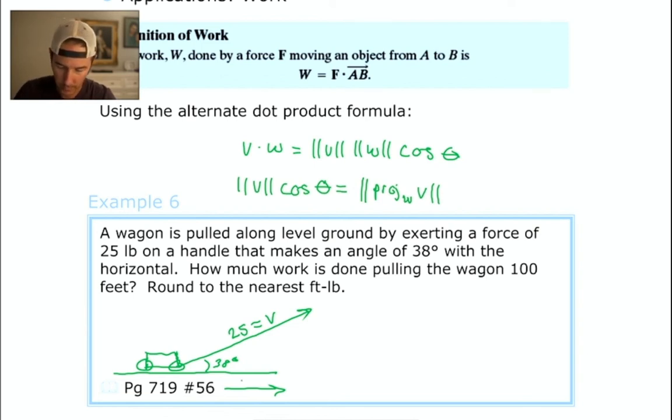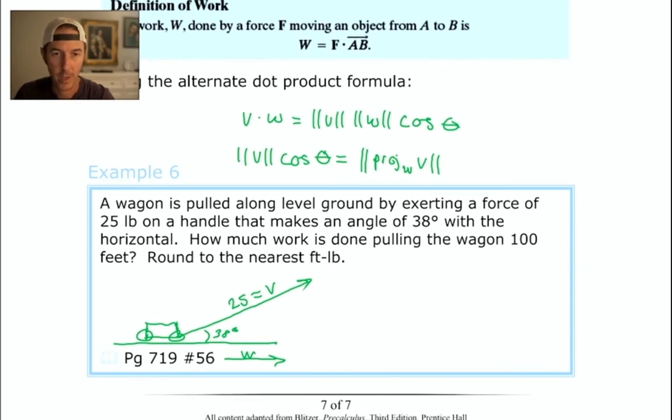In other words, what I've just labeled at the bottom of the screen as vector w. That's what I really want to know. And vector w is, in this case, I'm choosing it to be the projection of v onto w. I want that full shadow. So I don't actually know what vector w is. It's a unit vector that's pointing to the right.